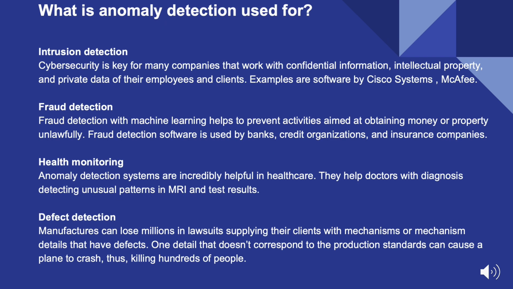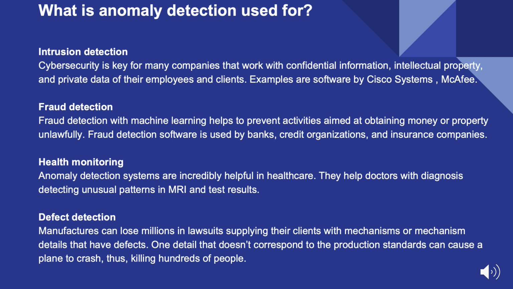What is anomaly detection used for? Now let's see how anomaly detection can be used in practice. Intrusion detection. Cybersecurity is key for many companies that work with confidential information, intellectual property, and private data for their employees and clients. Intrusion detection systems monitor the network to detect and report potentially malicious traffic. IDS software notifies the team if suspicious activity is detected. Some examples are software by Cisco Systems and McAfee, etc.